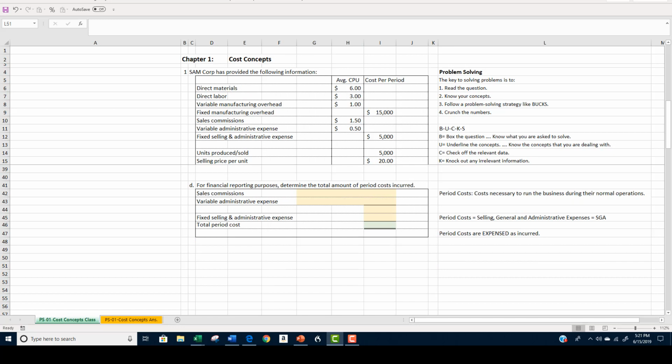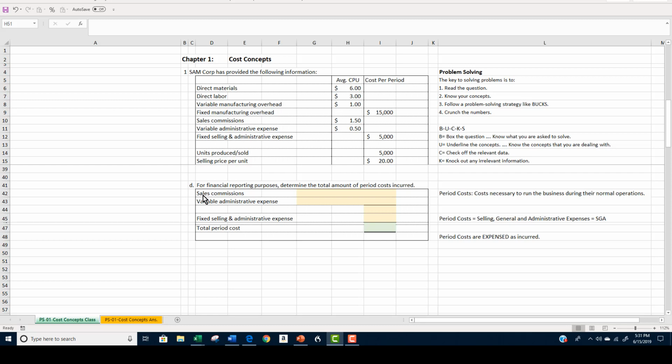Question D asks that we determine total period costs incurred. The concept period cost refers to costs which are necessary to run the business during this specified period. Period costs include all SG&A costs. Period costs are not included as part of the cost of either purchased or manufactured goods. Instead, period costs are expensed on the income statement in the period that they are incurred.